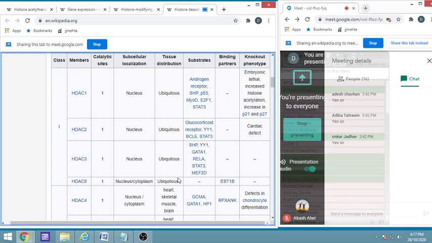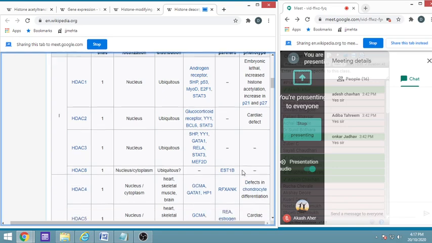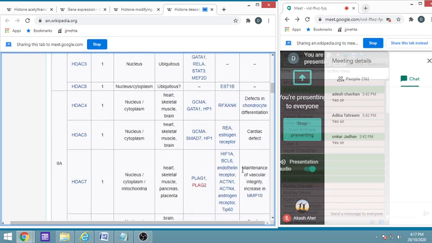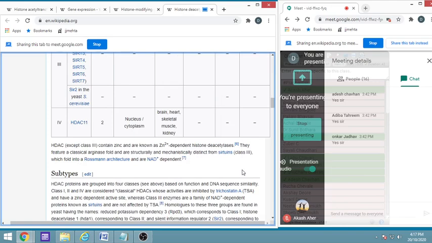If it is a knockout of HDAC2, if HDAC2 is not present, it will show cardiac defects, and more. If there is an HDAC knockout, then vascular integrity will not be properly maintained. Thus we understand these histone deacetylases, where they are present, and what happens if they are not properly present.